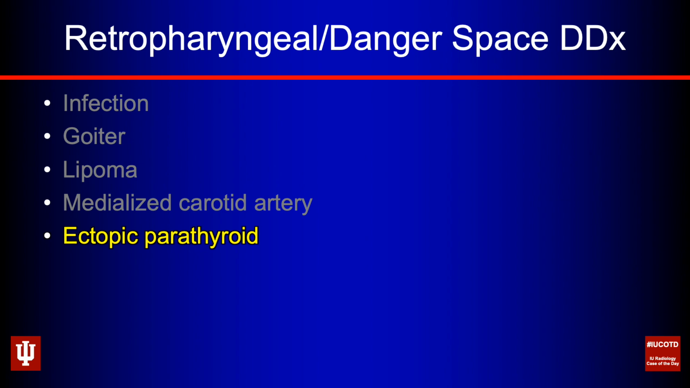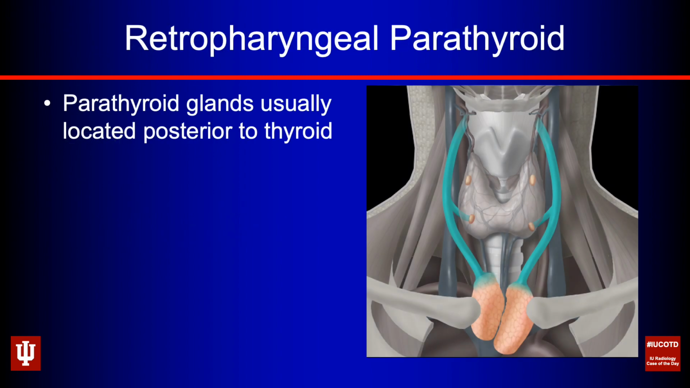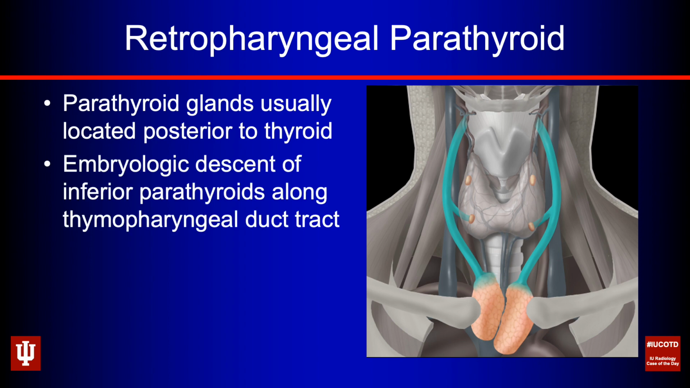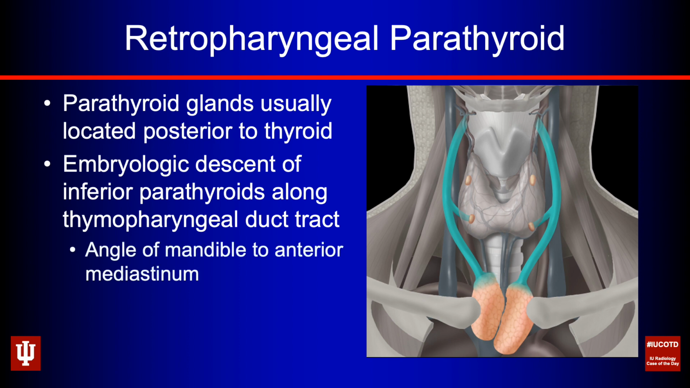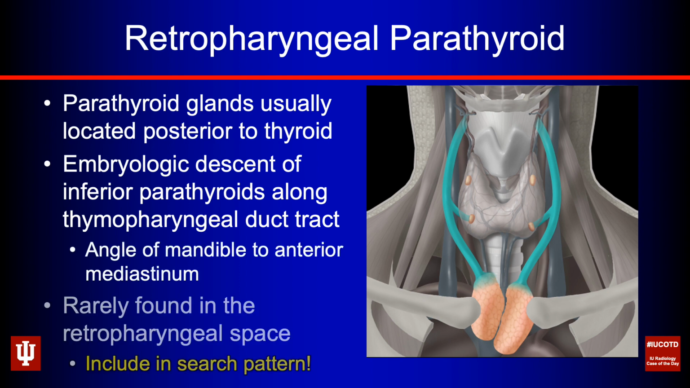We can also have ectopic parathyroid glands involving the retropharyngeal space. The parathyroid glands usually sit posterior to the thyroid, so here we have a nice example of that. Their embryologic descent of the inferior parathyroid extends along the thymopharyngeal duct tract, and that really goes from the angle of the mandible above down to the anterior mediastinum below. So encompassed within that, one of the places where you can on rare occasion find ectopic parathyroid tissue is truly within the retropharyngeal space, so it's just something to include in your search pattern.